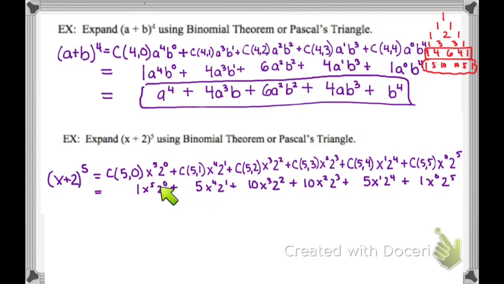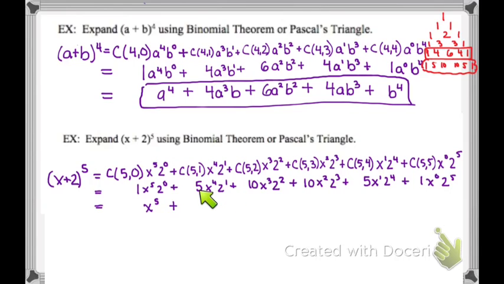And notice the only letter that's left is x. So here I have 1 times x to the 5th times 2 to the 0, which is really 1. So that's 1 times x to the 5th times 1. That's just 1x to the 5th, which we'll just write as x to the 5th. Here, though, 5 times x to the 4th times 2 to the 1st.